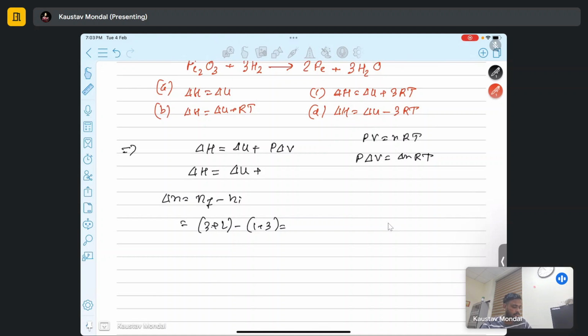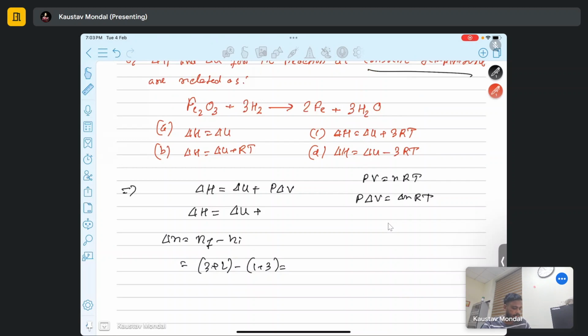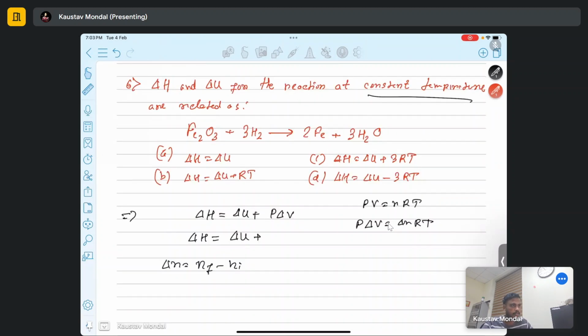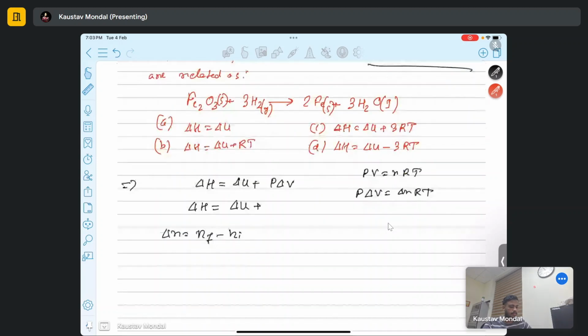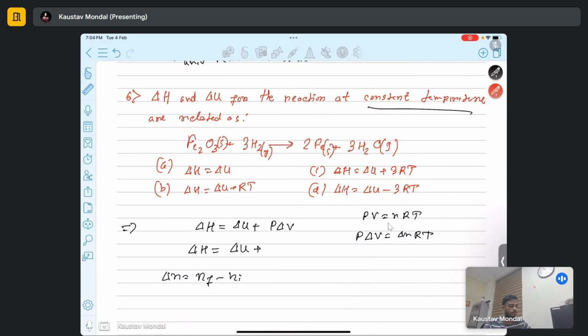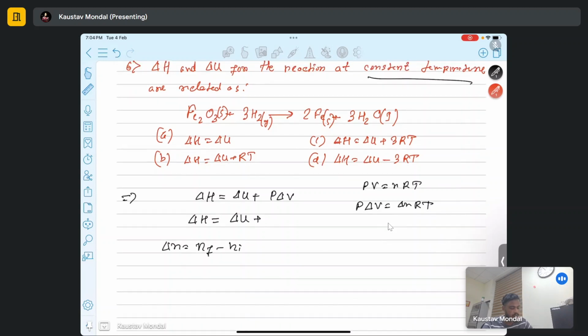One more thing is important here that I actually missed in the problem: the state of the reactants and products, whether solid or liquid, is a very important thing in this system. So I forgot to mention that. This is solid, this is gas, this is also solid. In thermodynamics here we are only dealing with gas, not with solids. So we have to consider H2 as an ideal gas.